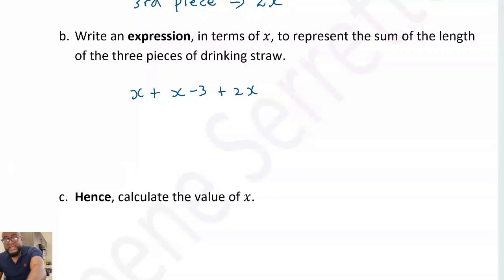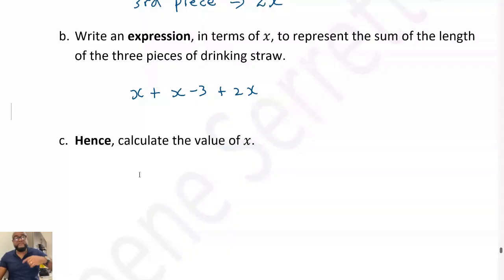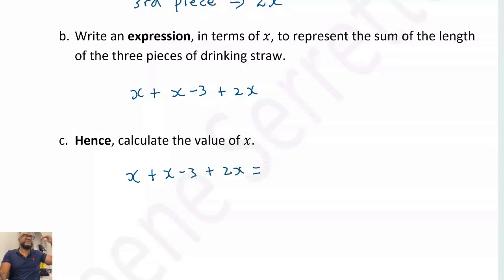That is the answer. Hence, calculate the value of x. When they say hence, all the time they want you to use the answer from the part before. So we have the expression to represent the sum of the three pieces being x plus x minus 3 plus 2x. But what were all three pieces equal to? 21. Boom. That's my equation that can now be used to find the value of x.